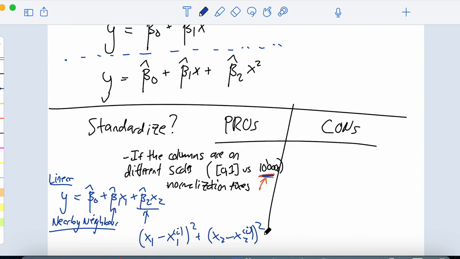So if this difference is in the tens of thousands and this difference is like 0.1, then basically this one doesn't matter. And so your model will be effectively ignoring the small numbers. So if you want to do a nearby neighbor model, your distance function, which before was just the distance, should somehow take into account how big things are. And if you normalize, it will fix that problem for you.